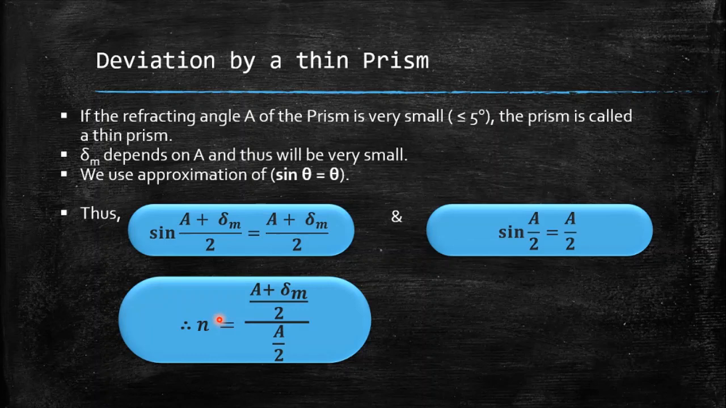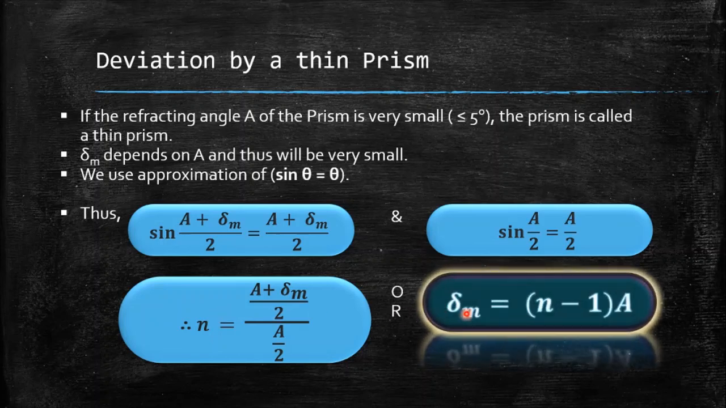Well, I can simply take the A common from nA and A, and I get my final formula as delta M is equal to (n minus 1) times A. Remember, this was nA minus A. I simply took the A outside, correct?